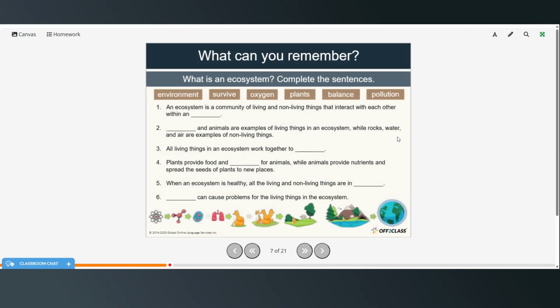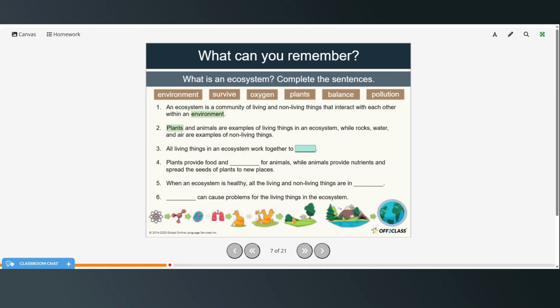All right, so now complete the sentences with the words from the boxes about ecosystems. So an ecosystem is a community of living and non-living things that interact with each other within an environment. Plants and animals are examples of living things in an ecosystem, while rocks, water, and air are examples of non-living things.